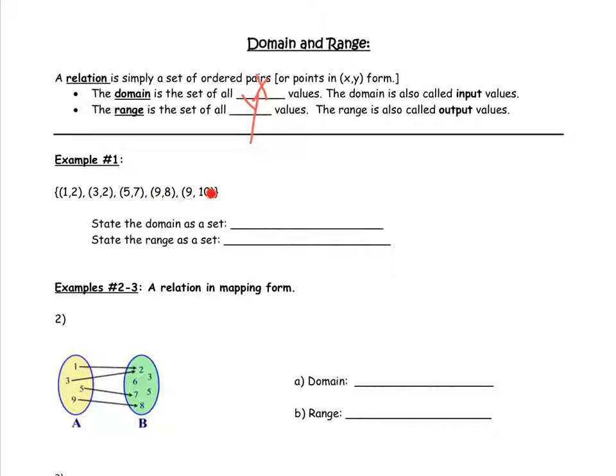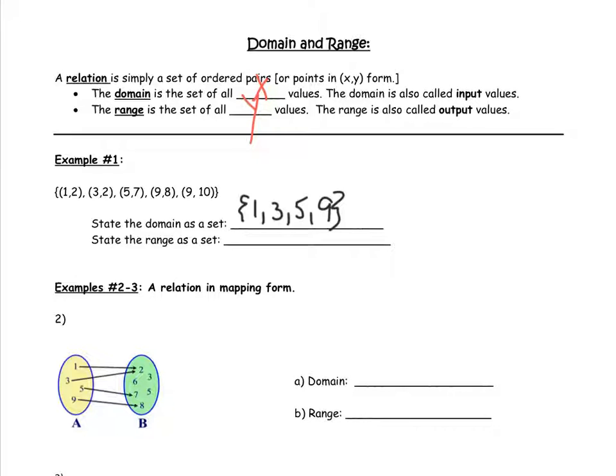We've got ourselves a relation and I want you to tell me the domain and the range. Very simple. For the domain, we're just going to list all of the x values. So my domain is 1, 3, 5, and 9. I know there are 2 9s, but it's unnecessary to list them twice. All you have to do is list it once.